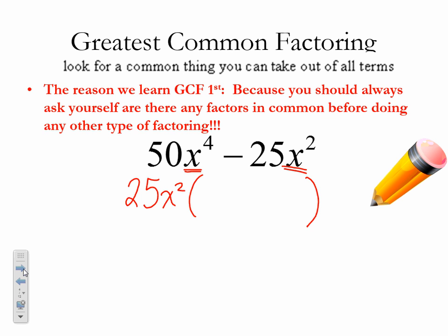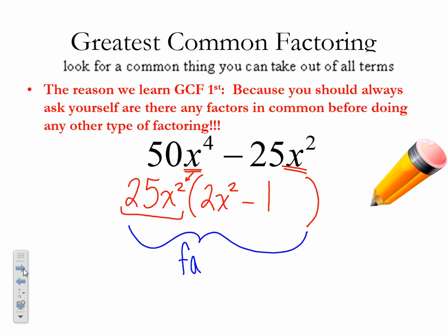Once I decide what I'm taking out, this is the greatest common factor, then I actually do the factoring. That is, I divide it out of each piece. So 50 divided by 25 is 2, and x to the fourth, but I'm taking two of those x's out, so x squared is left on the inside. 25 divided by 25 is a minus 1. And x squared, but I divided those x squareds out, so there are no x squareds left. So this is what it looks like when it's factored. These are the factors that multiply to make that. That would be my final answer at this point.